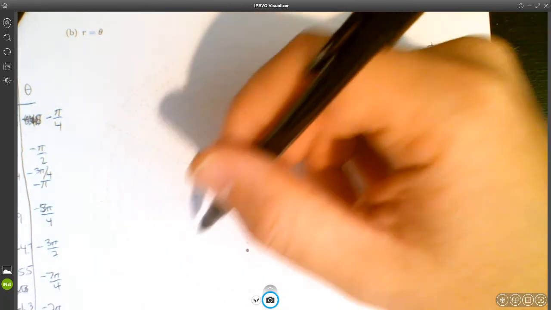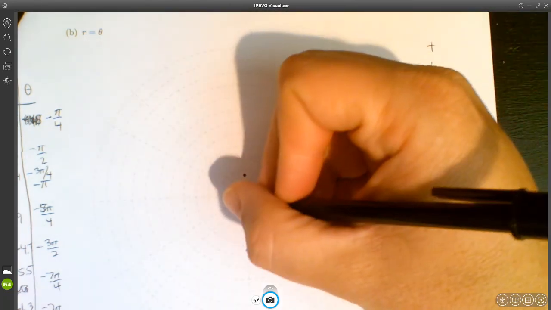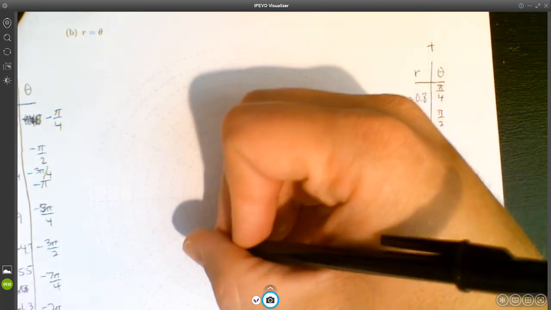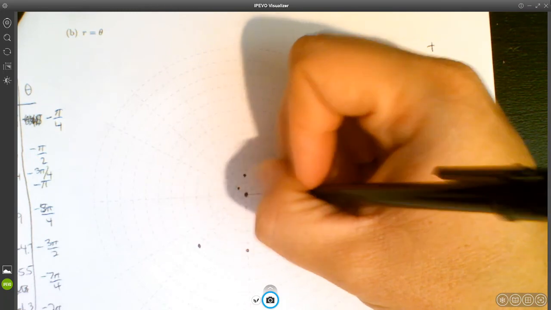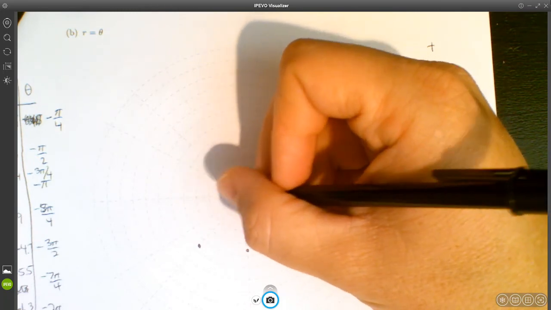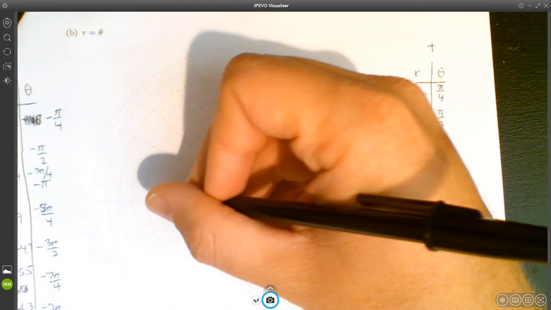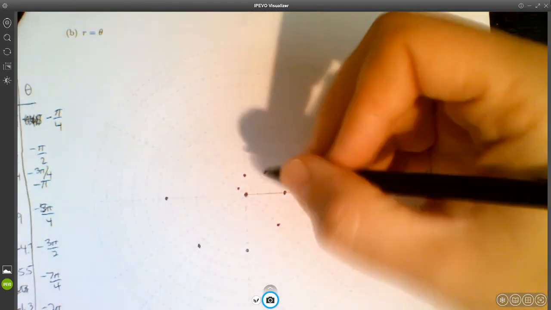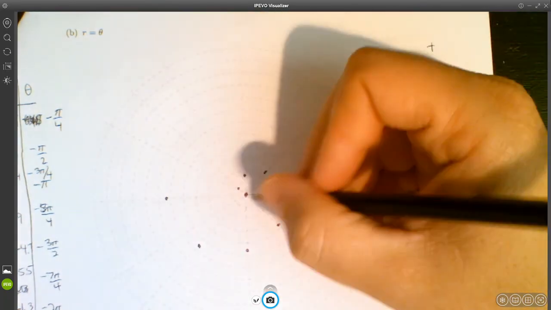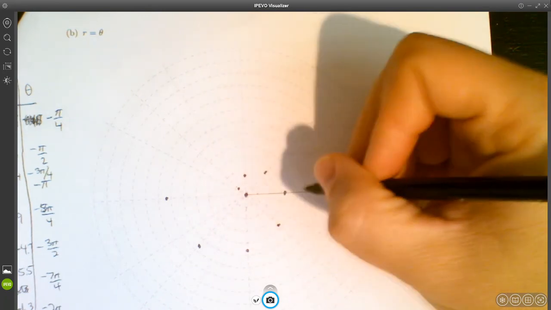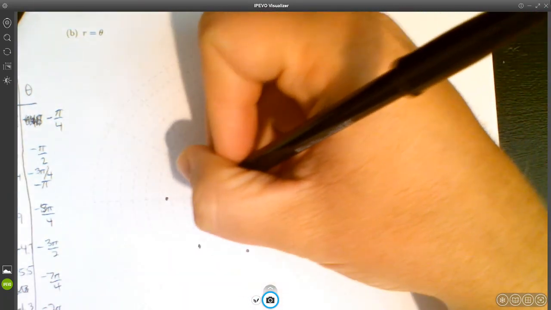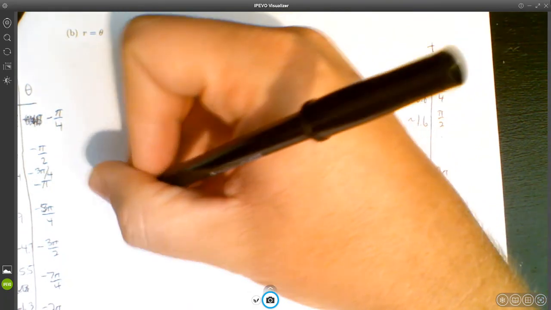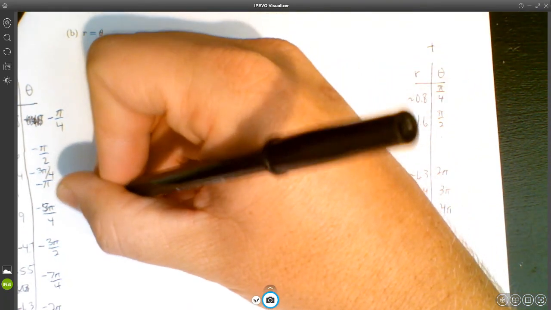So at negative 7 pi over 4, I'm at negative 5.5. At negative 2 pi, I'm at negative 6.3. Then at negative 3 pi, I'm at negative 9.4. And then 12.6. So somewhere way out here.